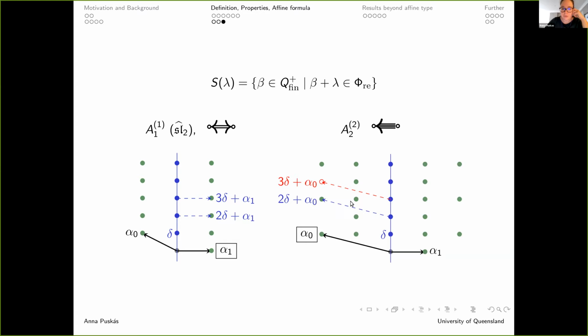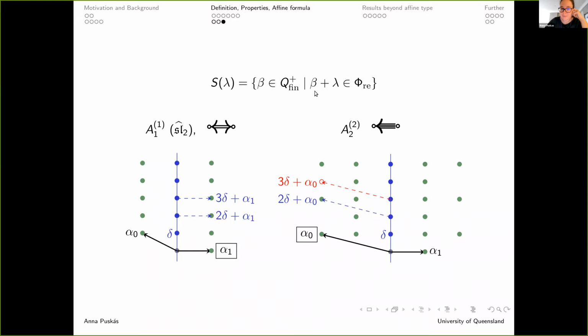For A22, the situation is slightly more interesting. We choose alpha 0, so we omit the rth simple root to get a finite root subsystem. And then for every imaginary root, we see, well, can we translate it by alpha 0 and get a real root? And the answer is yes for 2 delta, but no for 3 delta, for example. So this S2 lambda will be a one element set. S3 lambda will be an empty set.